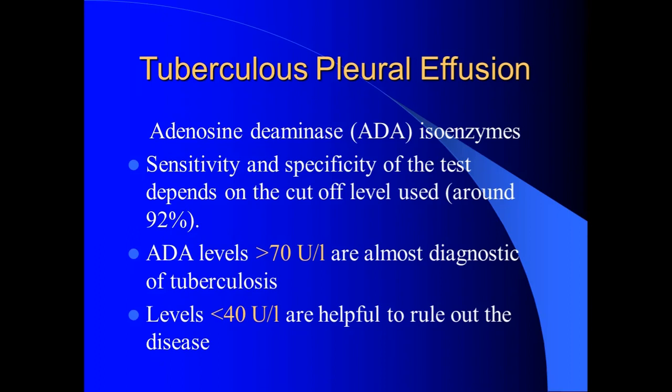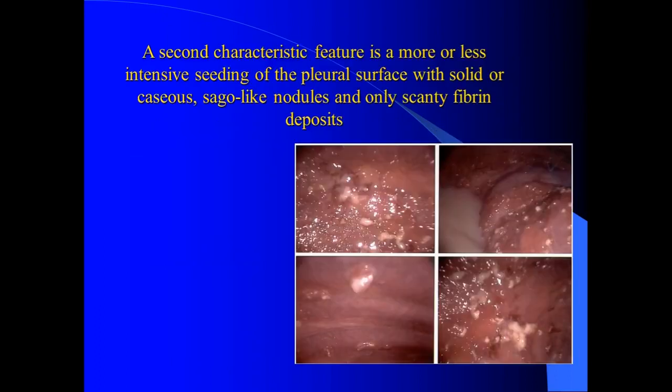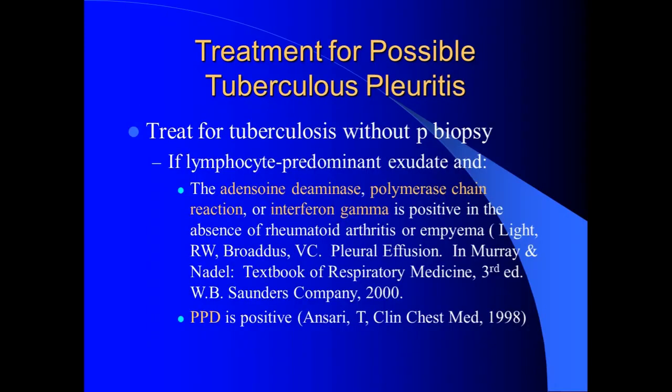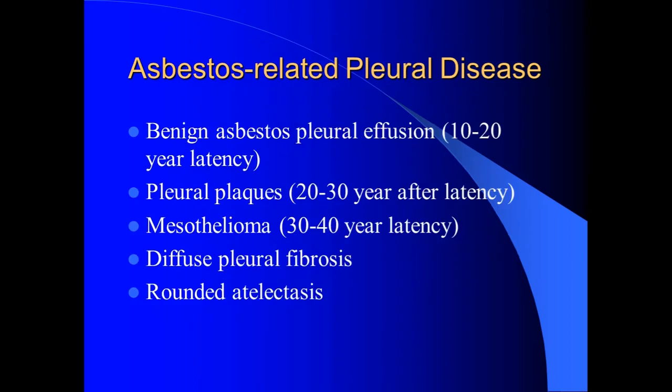The diagnosis of tuberculosis pleuritis is most likely made by pleural biopsy. Sometimes in advanced centers we can request an adenosine deaminase level; if it is more than 70 units per liter, it is almost diagnostic of TB. If pleural biopsy is done through video-assisted thoracoscopy or medical thoracoscopy, we can see the pleural surface with solid or caseous sago-like nodules, as we see here, which is very characteristic of tuberculous pleuritis. The treatment depends on anti-TB medication.